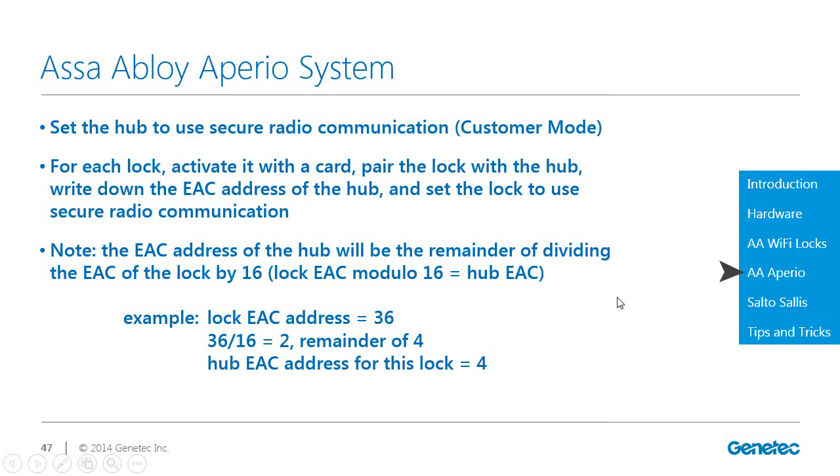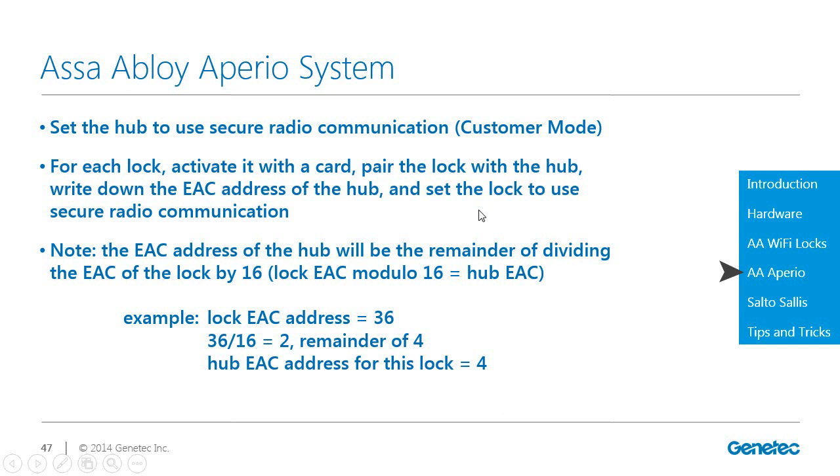Now, if we want to find the EAC address of the hub that the lock is assigned to, we can do that by taking the remainder of the lock EAC divided by 16. So just to give you a quick example, if we get an address back for the lock, it's got an EAC address of 36. We divide 36 by 16. The remainder is 4, it divides twice. And that means the hub EAC address for this lock will be 4.